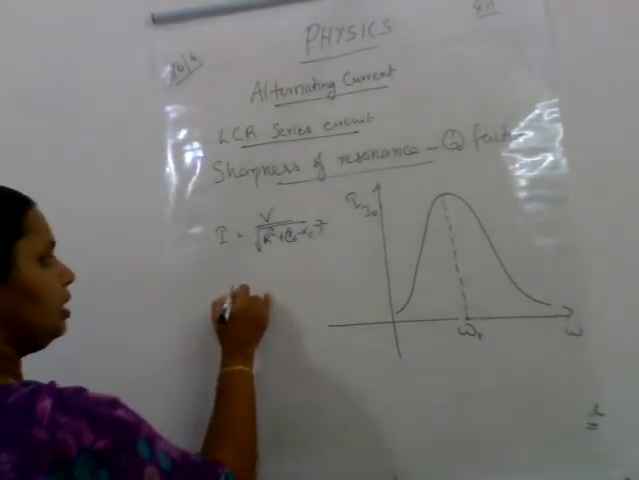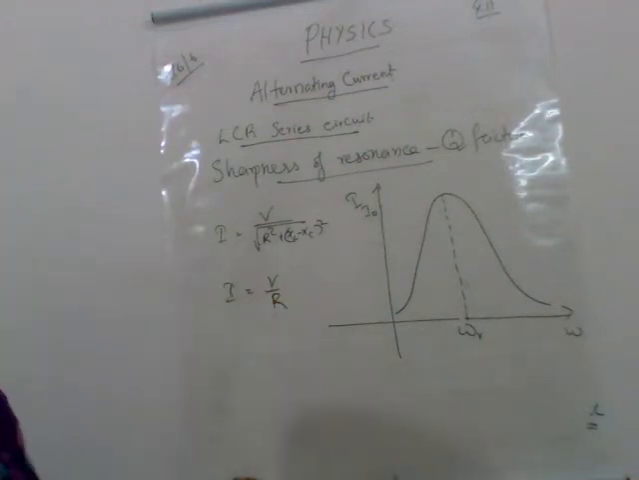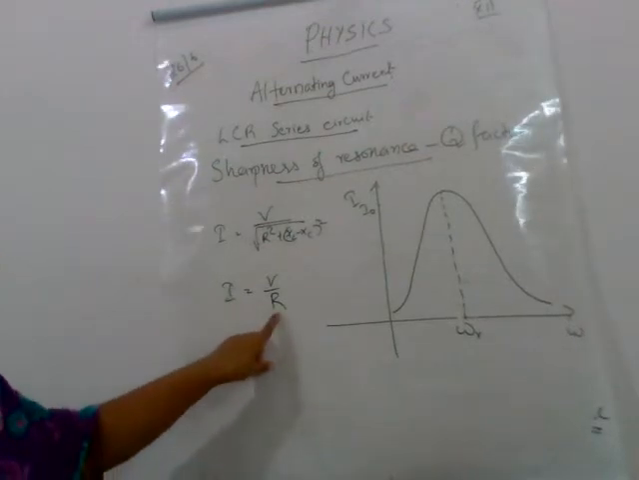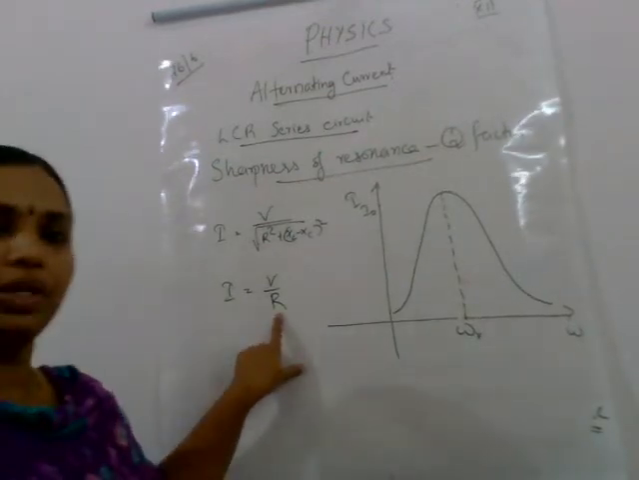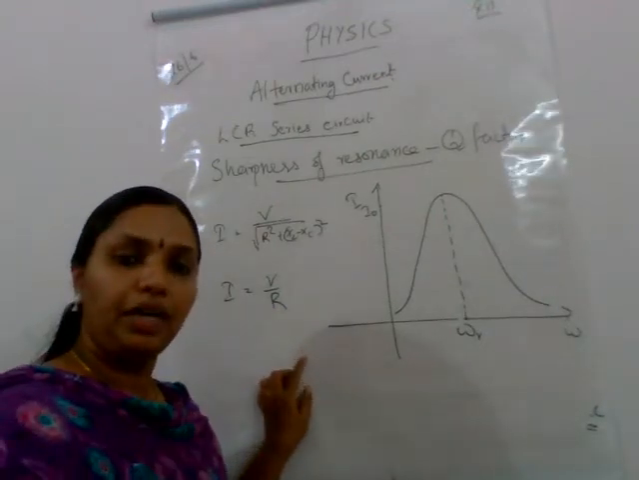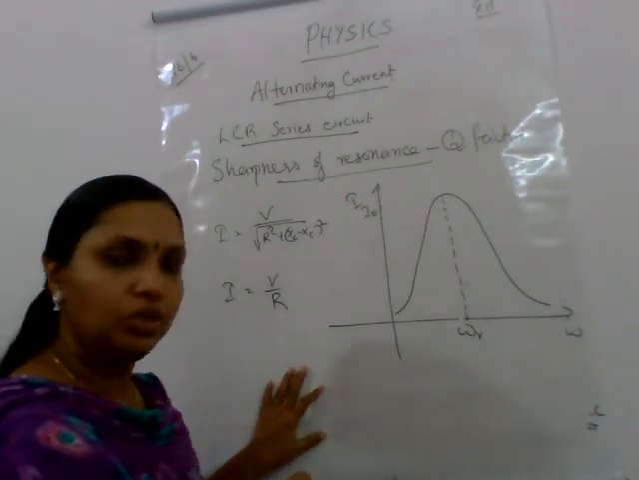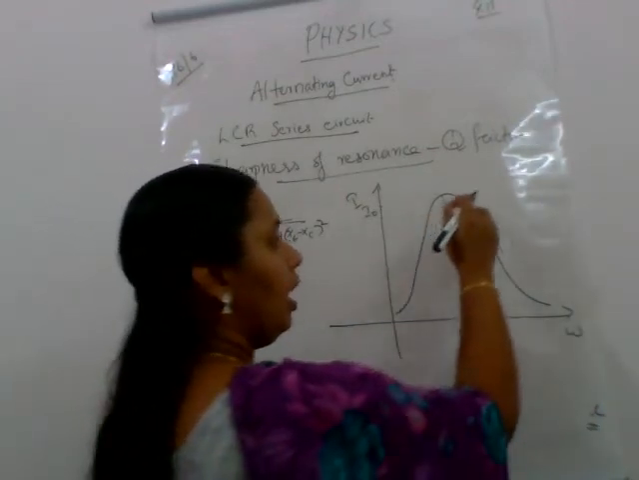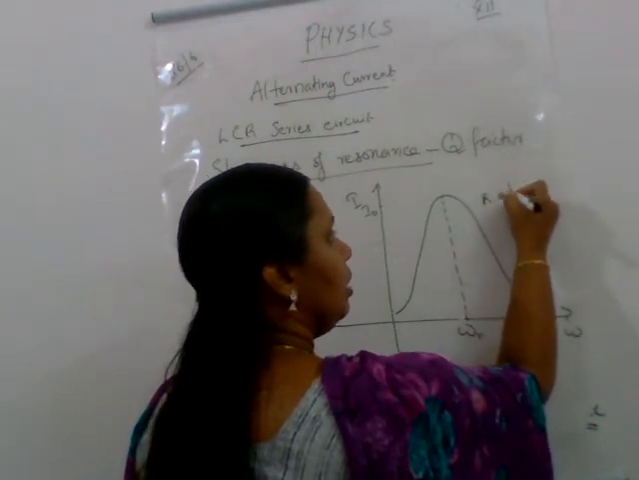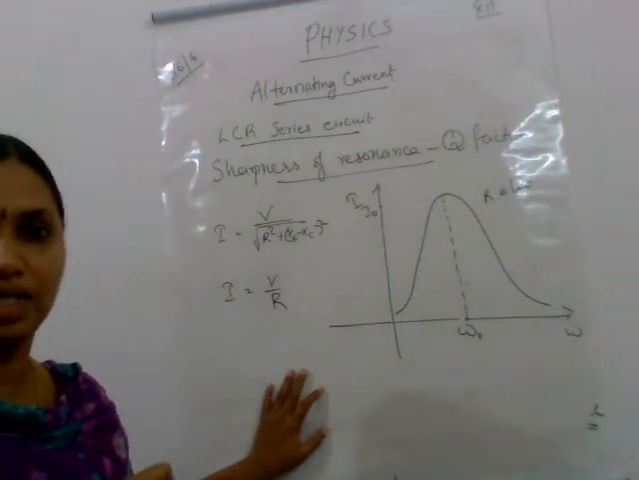So we can write the equation as I is equal to V by R at the resonance condition. Here also the current changes according to R. If a circuit contains a small resistance, or if the R value is big, accordingly the current also changes, isn't it? So here I am considering a low value of resistance, a very small resistance.